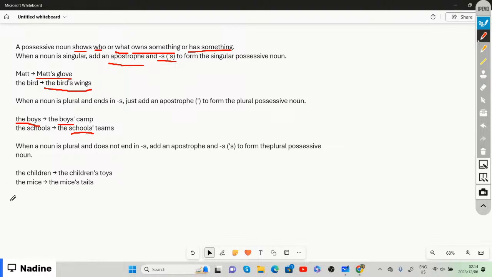All right, then also remember we just now made mention of the noun that is plural, and it shows a plural possessive noun. In that case, we only add an apostrophe if the noun is plural and it ends in s. Just like saying it's a regular plural.